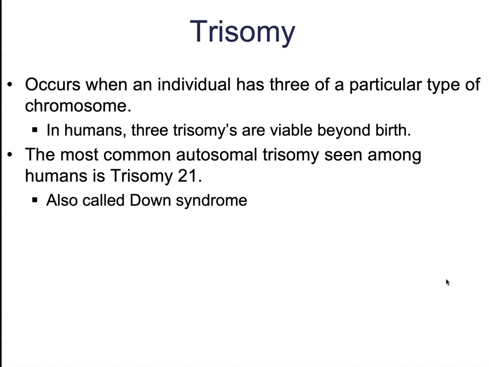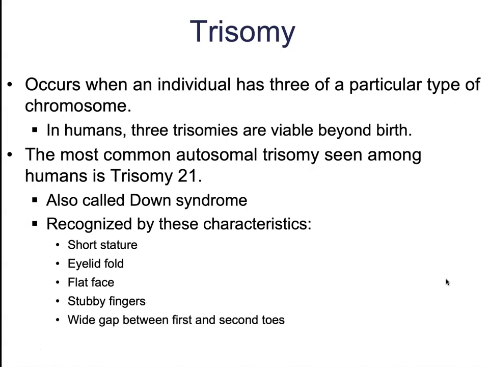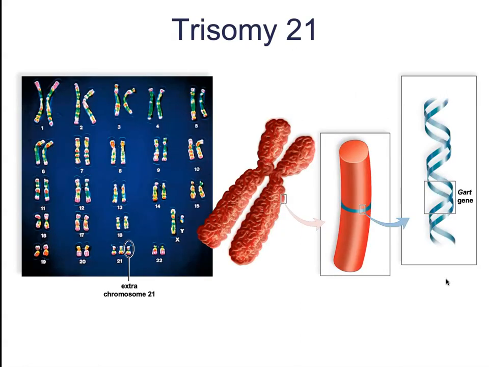It can be recognized by the following characteristics: short stature, eyelid fold, flat face, stubby fingers, wide gap between the first and second toes. Those are some of the characteristics that are associated with Down syndrome. So here is what trisomy 21 looks like. It's when we have an additional copy of the 21st chromosome.